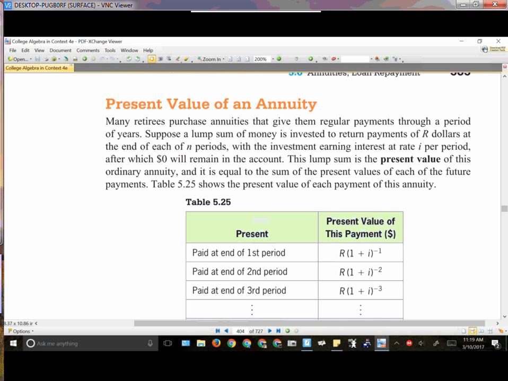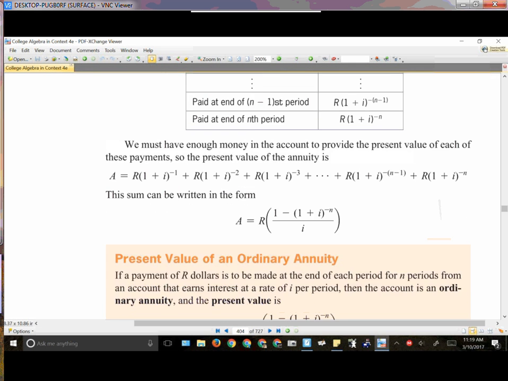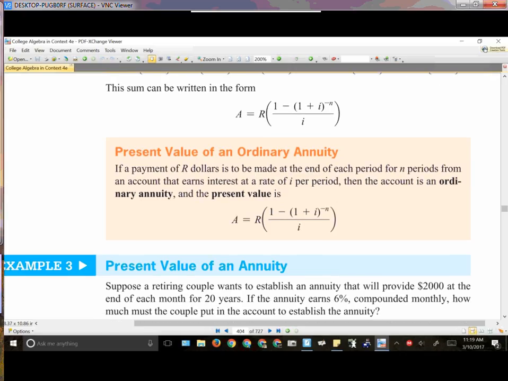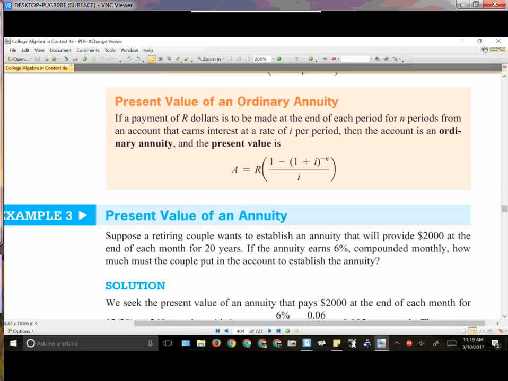Next formula that we've got here is the present value of an annuity. Now, if a payment of R dollars is to be made at the end of each period for n periods from an account that earns an interest rate of i per period, then the account is an ordinary annuity and the present value is this. Okay. So what is that going to be used for? How does that work? Now, the first one we had there was putting money in. This is the pulling money out. This is the good old J.G. Wentworth concept here, okay?